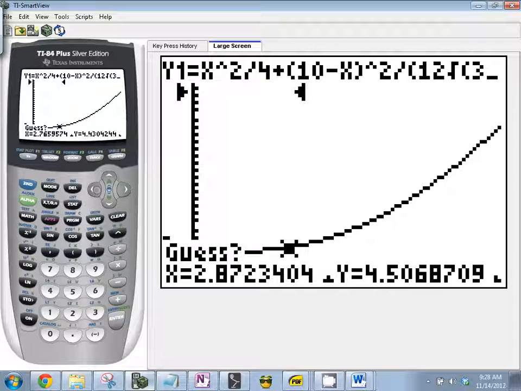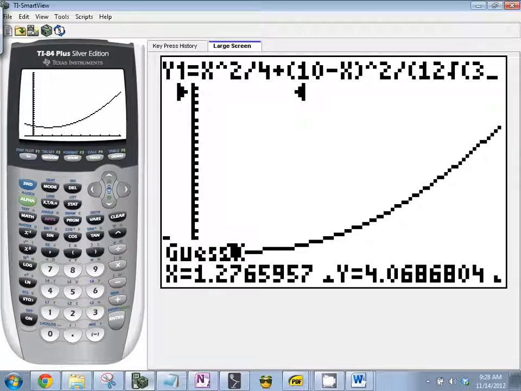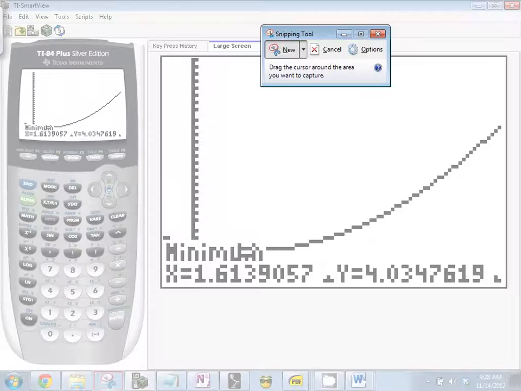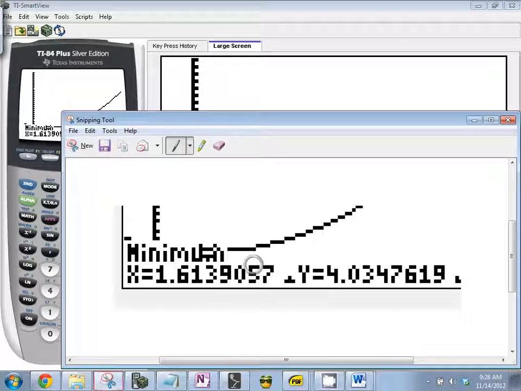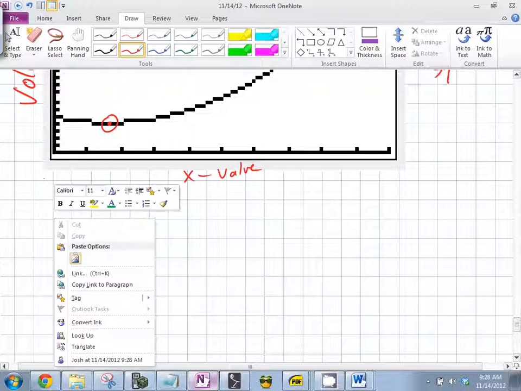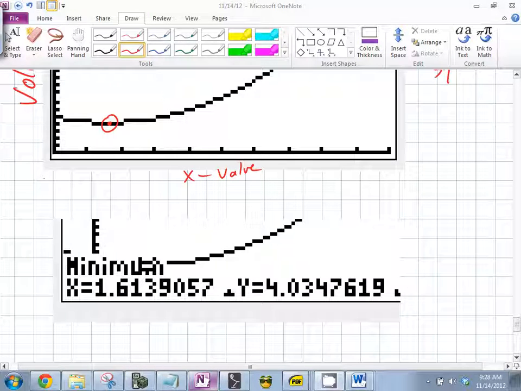So our minimum is this. So that means we need this much goes into the square. How do we figure out how much is for the triangle? Yeah, it's just going to be 10 minus 1.61390057 is equal to triangle wire, right? That's how you get it right there.